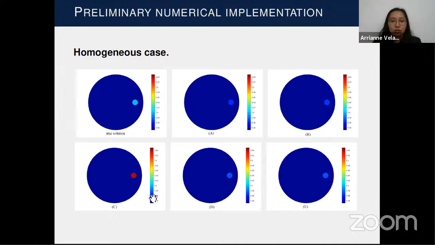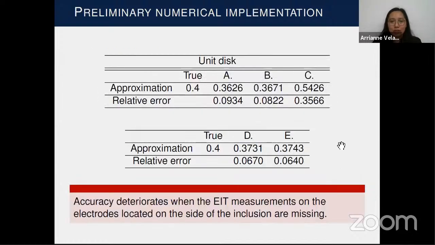electrodes near the inclusion. And if we use the voltage measurements on the electrodes on the opposite side of the inclusion, we get a relatively larger error for the approximate solution. Setup D and E also, we cannot see the difference between the two, but if we check with this table here, the relative error for setup C is very large, because we only use the information on the electrodes with little to no information.